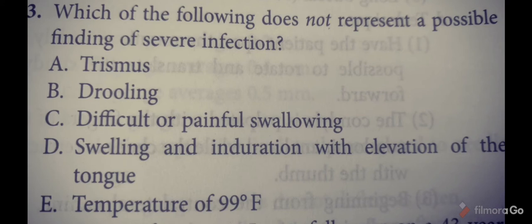So if a patient is immunocompromised, then the fever, temperature may rise. Otherwise, the other options, trismus, drooling, painful swallowing, swelling and induration, will be present in severe infection irrespective of the systemic condition. But if you want the temperature to be raised to such an extent, it should be immunocompromised. So the answer is temperature of 99 degree Fahrenheit.